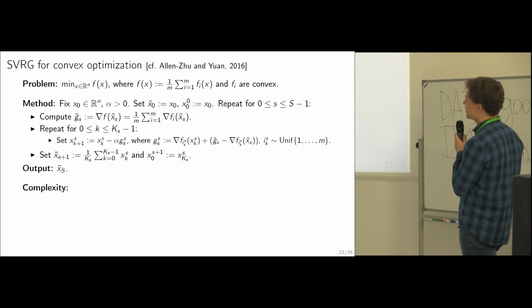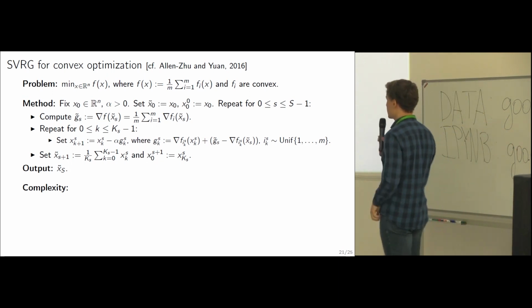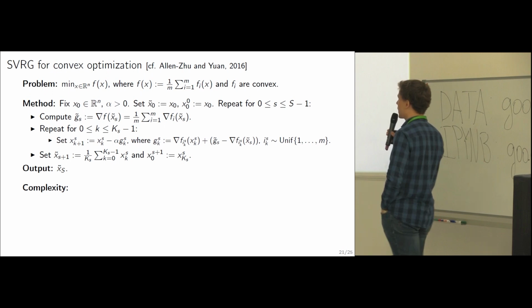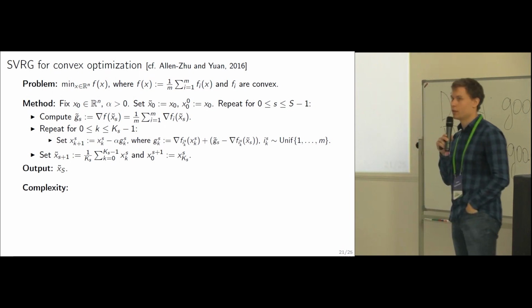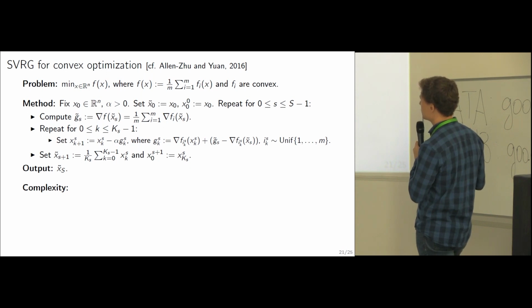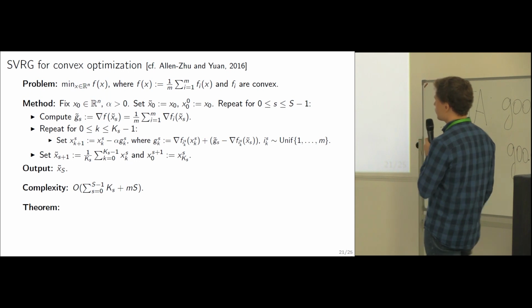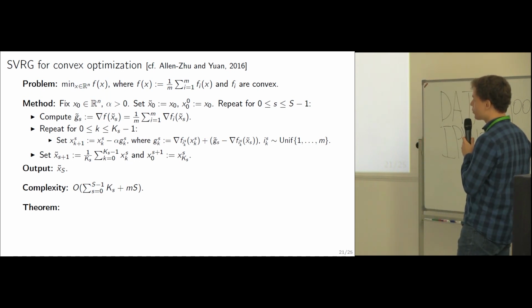Let us look at the complexity of this method, because it's slightly different from the classical SGD method, because we have two kinds of operations here. The first operation is very expensive. It's the computation of the whole gradient. And the second operation is very cheap. It's the computation of just a stochastic gradient for one individual function. And recall that the complexity means the total number of computations of these individual functions.